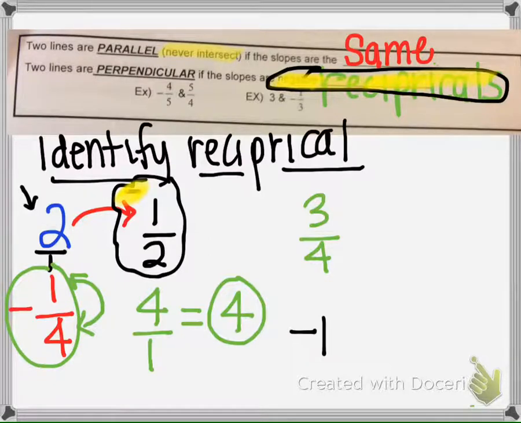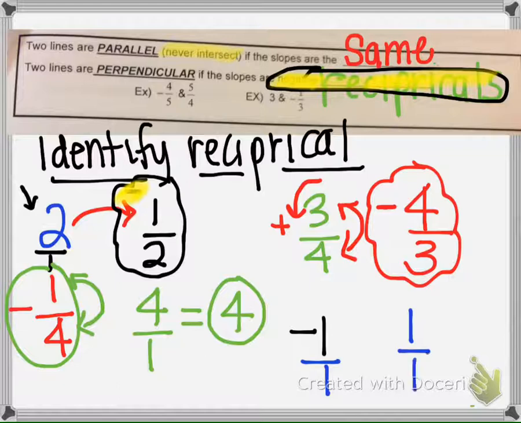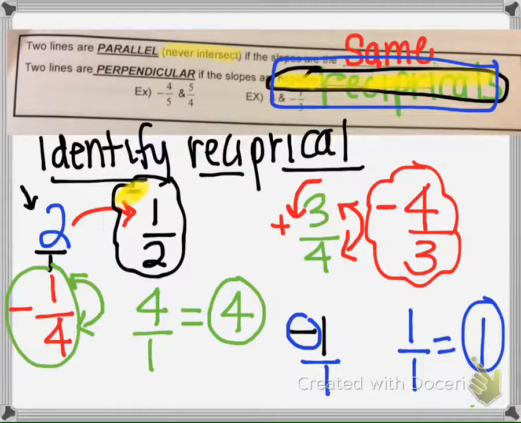Okay, so let's take a look at 3/4. If we want the reciprocal, we just switch them. And since this one here is positive, then this one would be negative. And if we take a look at the last one, if we flip 1 over 1, it's just going to be 1. And since this one's negative, this one would be positive 1. So again, that's what it means to be negative reciprocals.